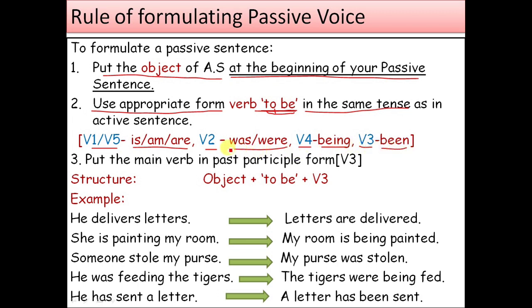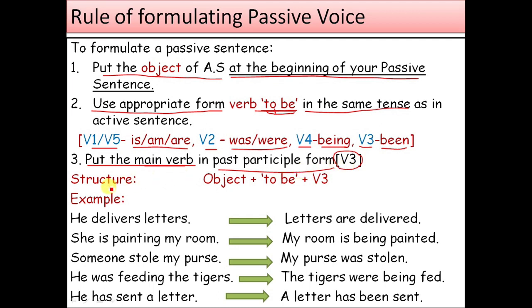Or if in the active sentence there is V1 or V5, use is, am, are. If there is V2, use was or were. If there is V4 or ing, use being, and if there is V3, use been. And finally, you put the main verb in past participle form. Past participle form means V3. You have to change the given verb into its V3 form.